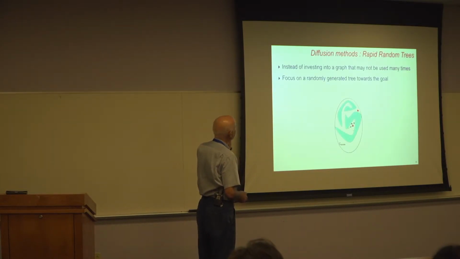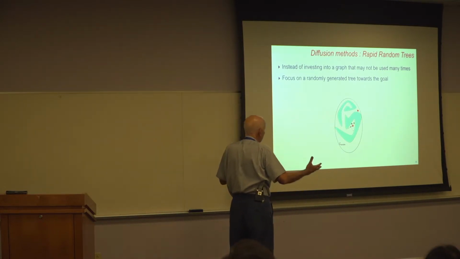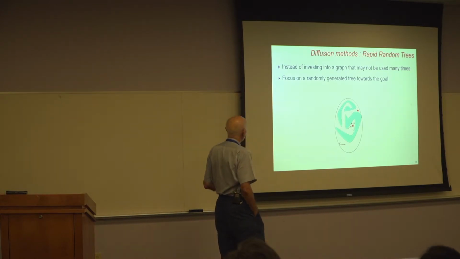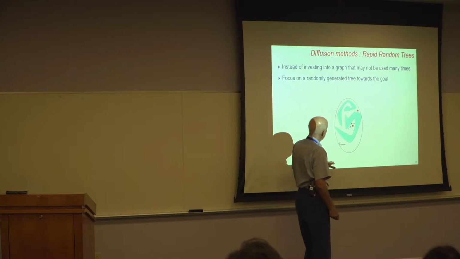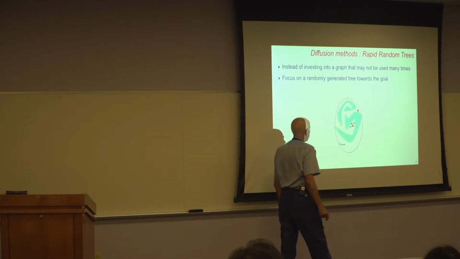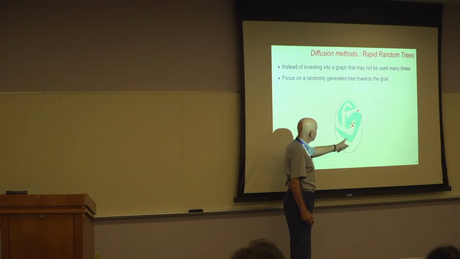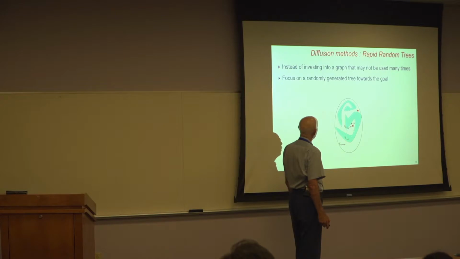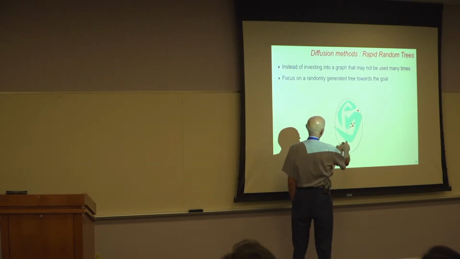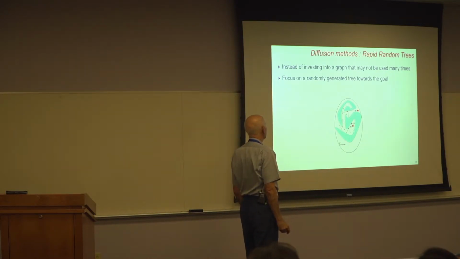So let's move to the diffusion methods, where you do not want to invest in a graph to be used many times, but you are going to do your search only once. This happens, for example, when your environment is very dynamic. So you focus on a randomly generated tree towards the goal. Let's assume that you started from here and your goal is here, and you already have a tree of configurations over there. You generate a configuration, let's say QRAND, and you try to connect it, in this case it is in the obstacles, to the nearest point in the tree. Then you find configurations between this one and that one, and you extend the tree with this one, and you keep going until you are close to the goal and you reach the goal.